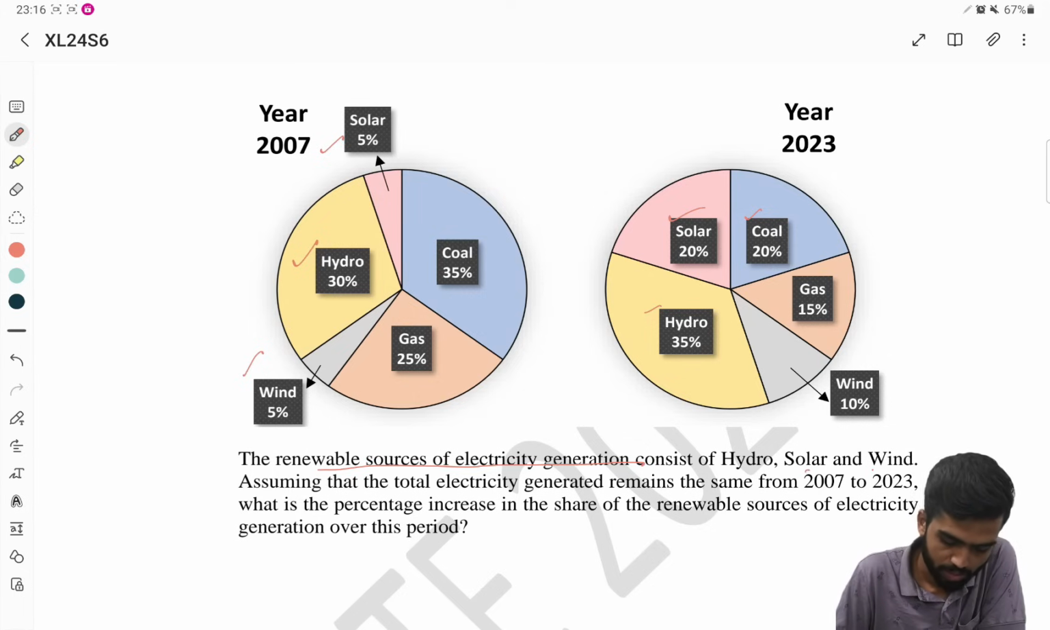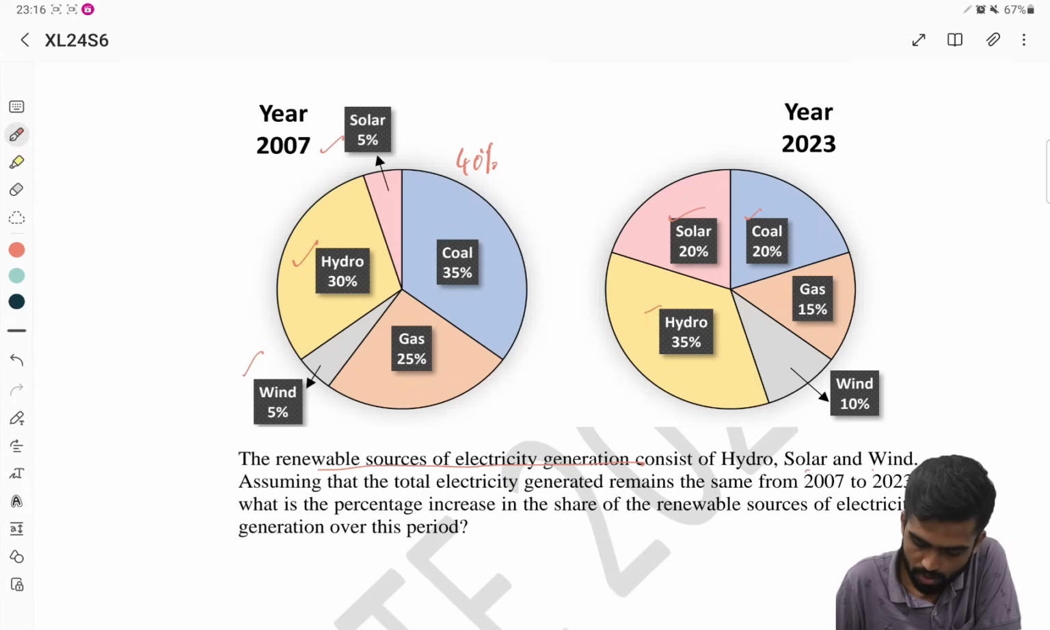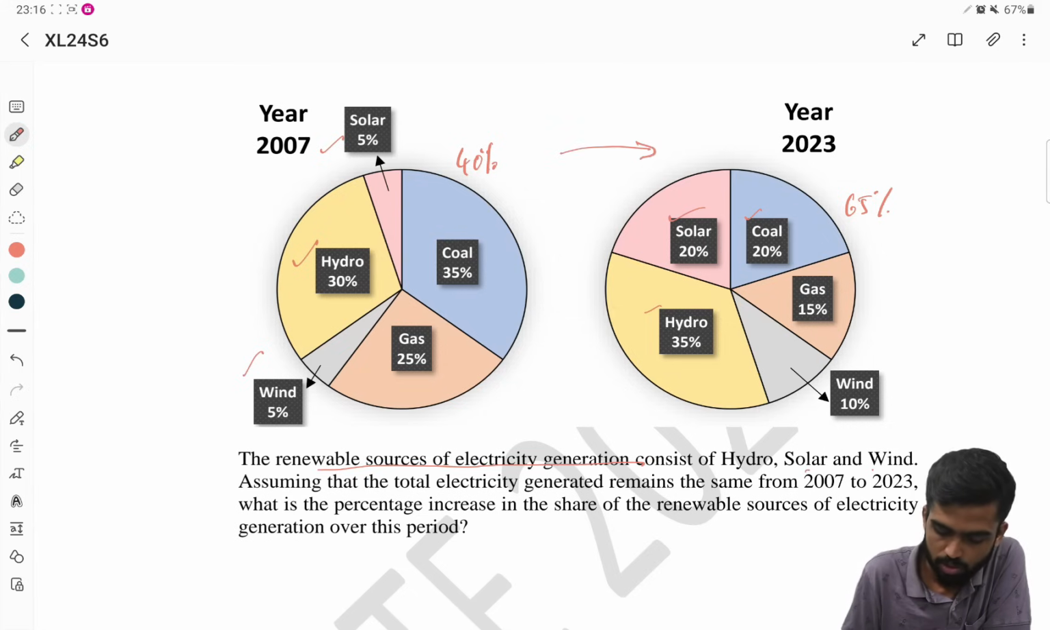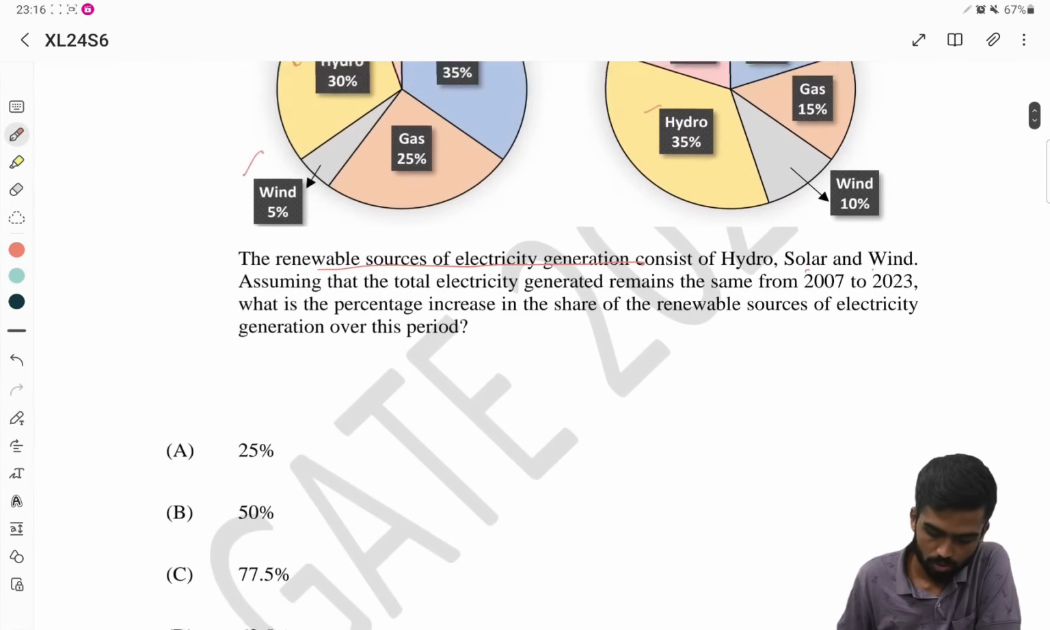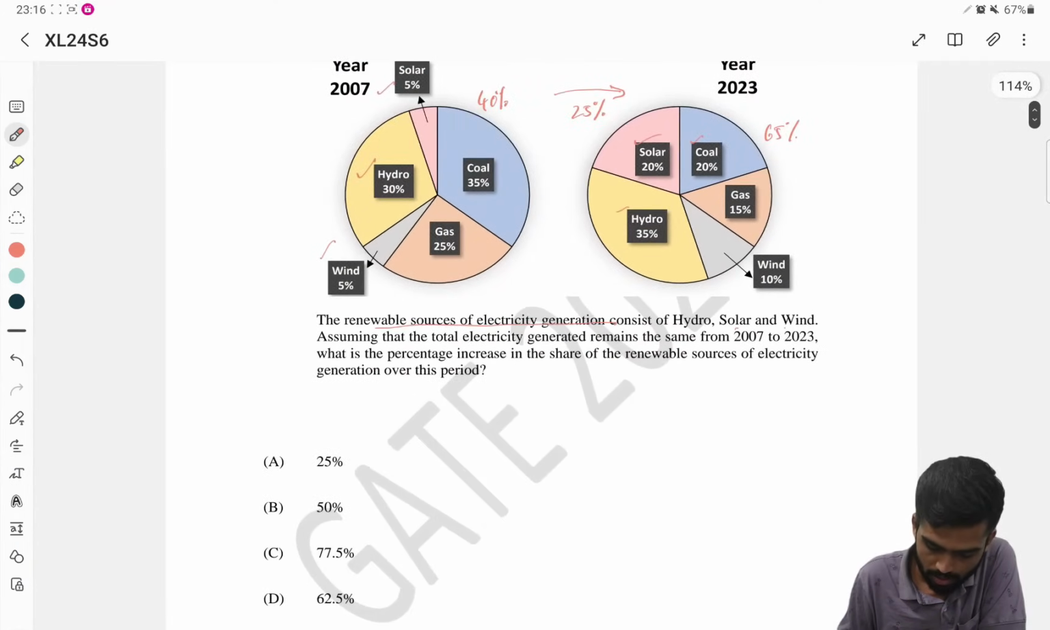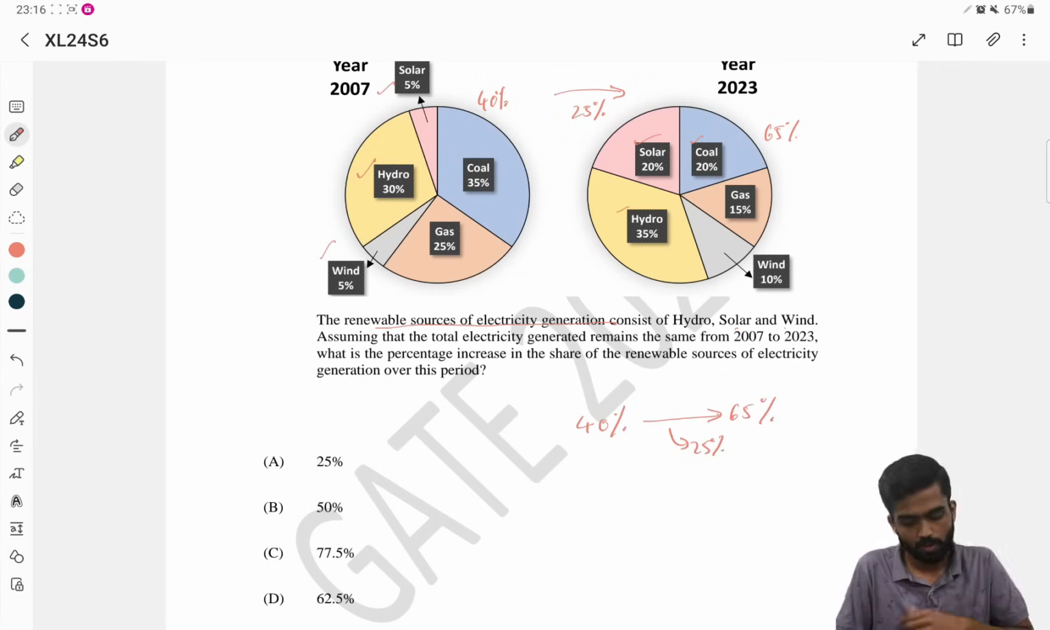The hydro, wind and solar will be 40%. And here solar, hydro and coal will be 65%. So the jump in renewable energy has been from 40 to 65%, which is a jump of 25%. So now that we know the jump has been from 40% to 65%, the jump is of 25%. So the answer will not directly be 25%, since it is given in the option.